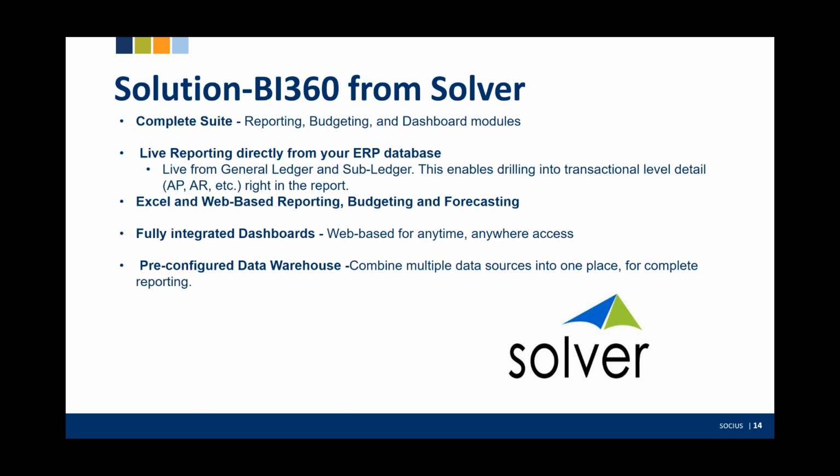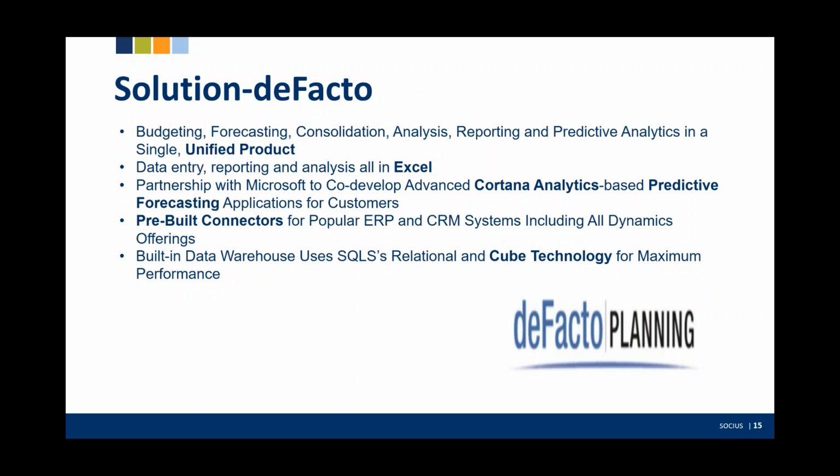And also one of the strengths of Solver and the BI 360 solution is the pre-configured data warehouse. It pulls the budget and the forecast data in, but you can also pull in other data. I'm thinking of one of our clients, a trucking company that does logistics data, and they bring in how many miles are driven, loads delivered, pounds hauled, and they can actually do some of their forecasting going forward. And the third one I'll talk about here is De Facto. De Facto is a very strong solution, very powerful. It can do the things we talked about, doing consolidation analysis, but also can do some predictive analytics that they've worked with Microsoft on.